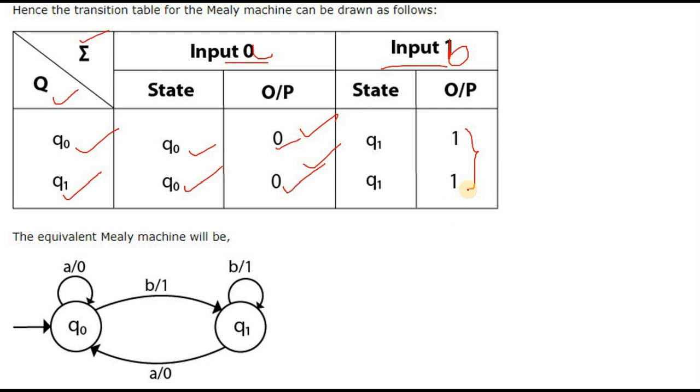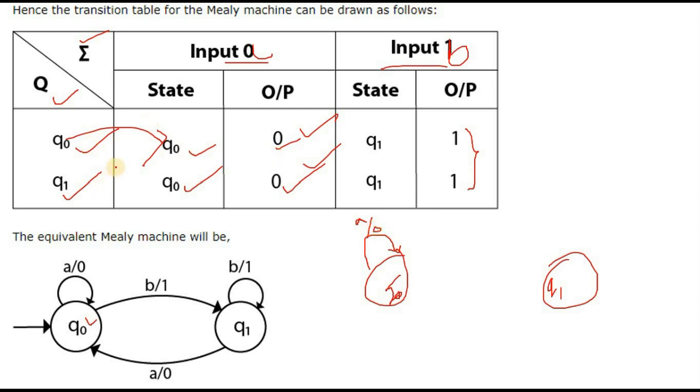Okay, so now you come to the conclusion that the states can be represented by circles: this is Q0, this is Q1. And from the table what you have to understand, Q0 to Q0 state. So what would be the output? Output is 0. So Q0 to Q0, we can draw like this. So input is A, output is 0.